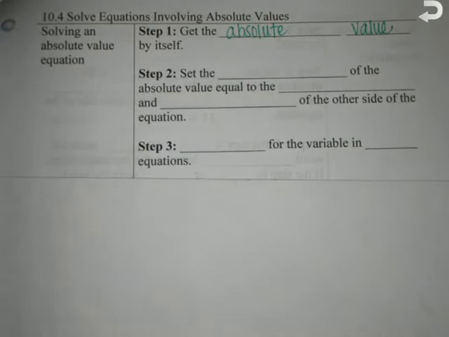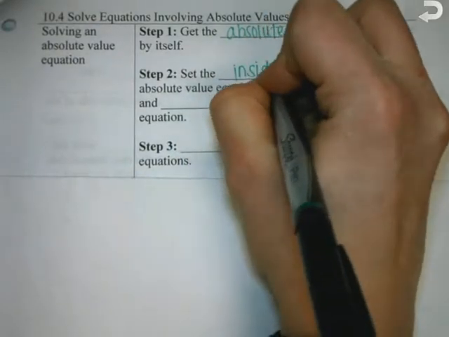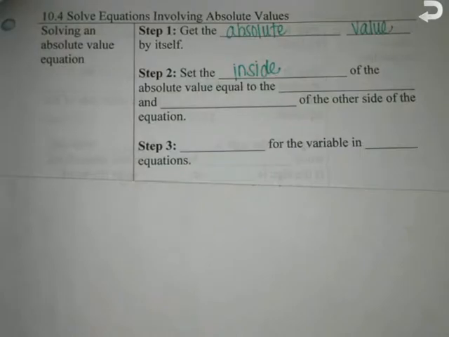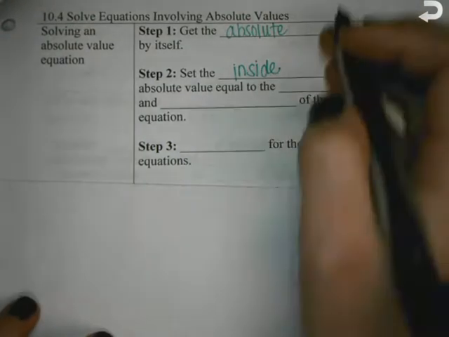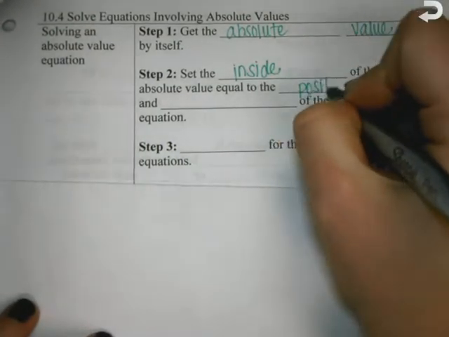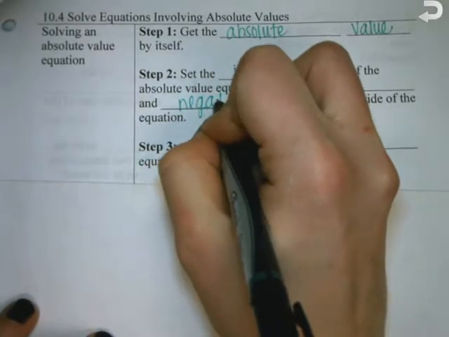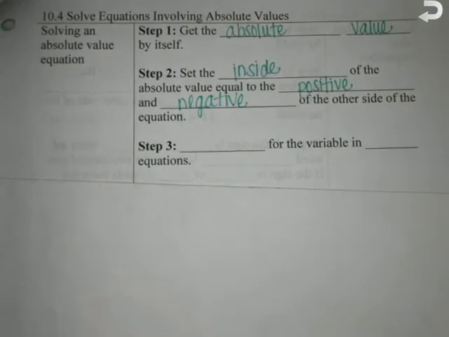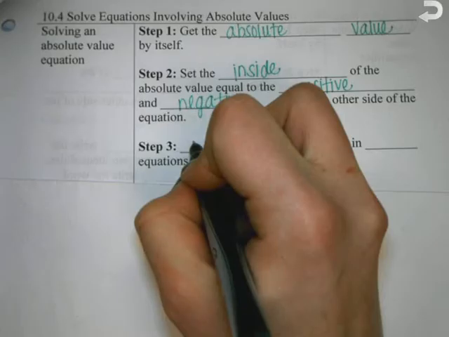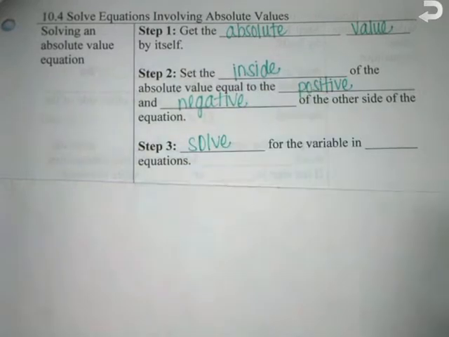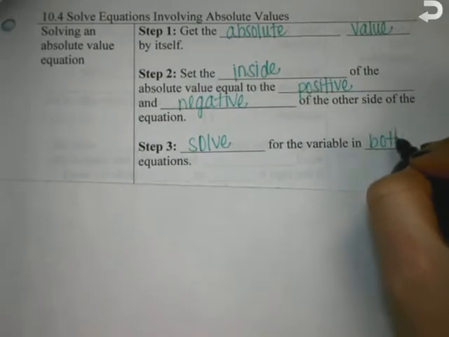And then this is the most important part, okay? We need to take the inside of the absolute value, just the inside part, so we take those absolute value bars down, and set it equal to the positive and negative of the other side of the equation. So we set it equal to both the positive and negative of the other side. Okay? And then we'll be able to solve for the variable in both equations, because we're going to have two equations. One is equal to positive and one is equal to negative.